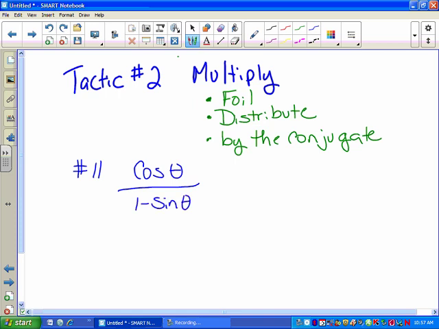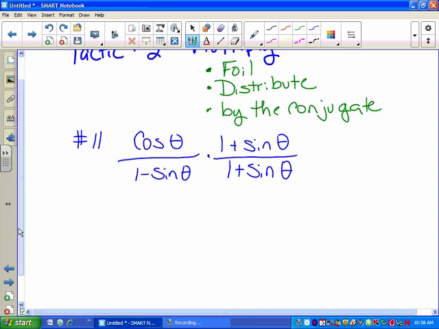Times 1 plus sine theta over 1 plus sine theta. Okay, so this is a lot like the example we did earlier, but we're using sine this time.